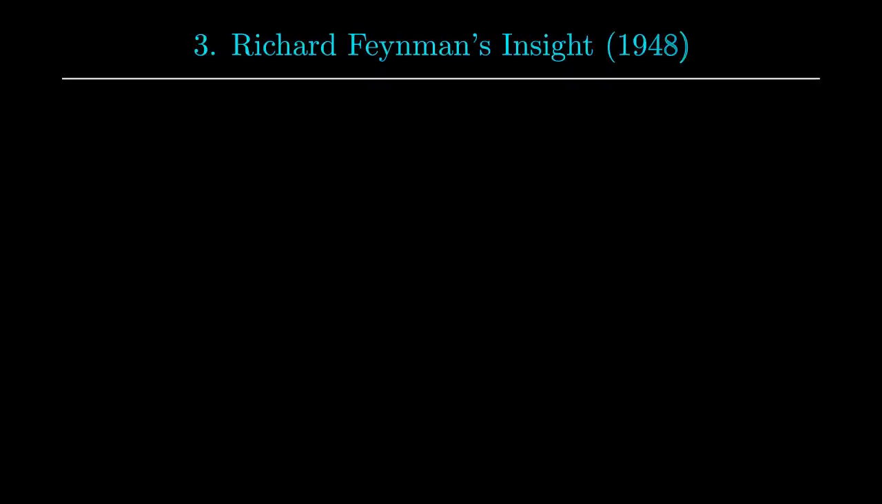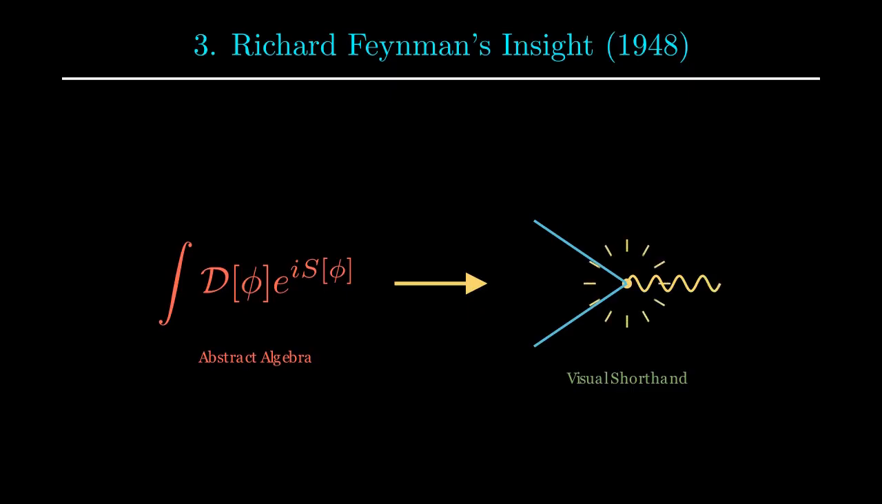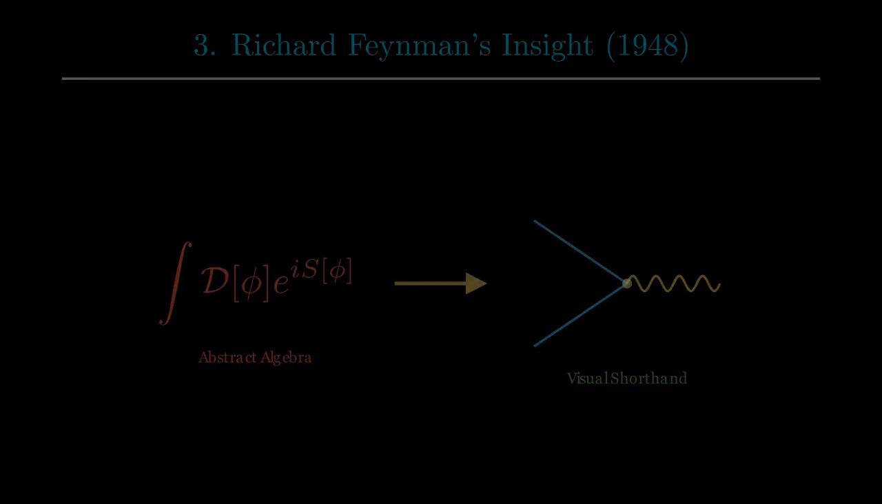This is where Richard Feynman stepped in. In 1948, he introduced a revolutionary bookkeeping device, the Feynman diagram. His profound insight was to visualize these incredibly complex mathematical expressions as simple pictures. This transformed abstract algebra into intuitive visual representations, fundamentally changing how physicists approached quantum phenomena.